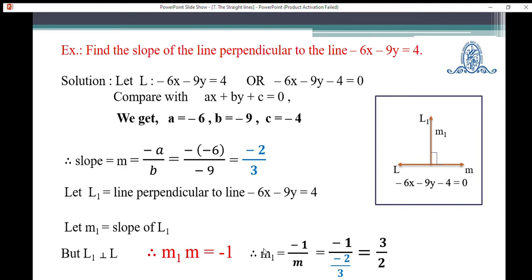So what is the value of m1 then? It is minus 1 upon m. Shift that m into RHS. Substitute the value of m there. m is minus 2 by 3, we have already calculated it. Substitute it there. Shift the 3 up. Minus minus gets cancelled. So the slope of line L1, m1, is 3 by 2. This is our answer. 3 by 2 is the slope of that perpendicular line. Okay. Hope this is clear to all of you.